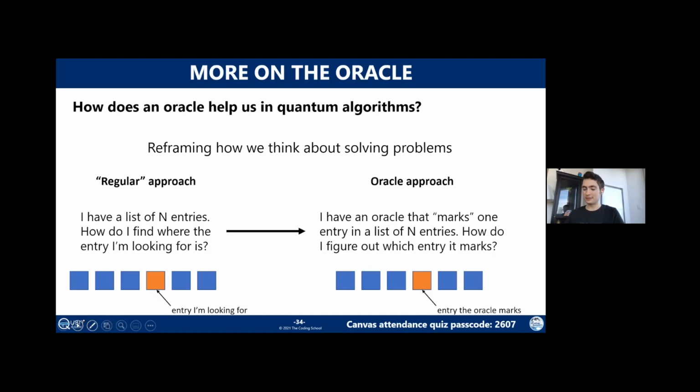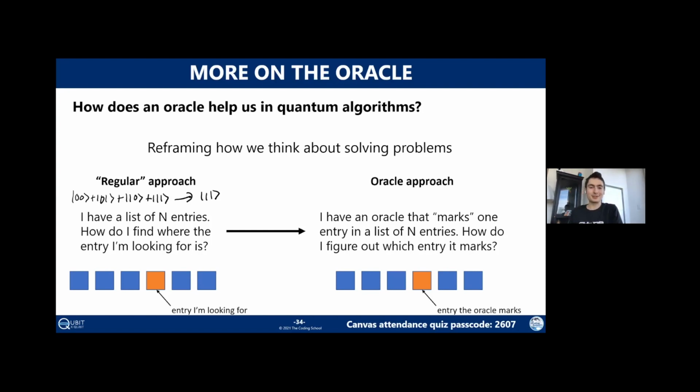The regular approach of solving, for example, the search problem is to say, I have a list of n entries. How do I find where the entry I'm looking for is, right? This is kind of the equivalent of going from my equal superposition in the beginning and going to my answer immediately. That's the regular approach. And we found that sometimes that's not going to be reversible, but more generally, that could just be really hard, right?